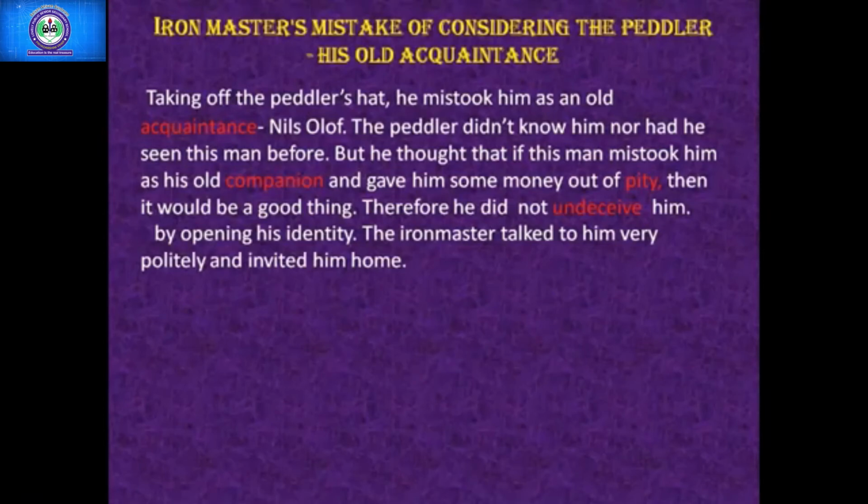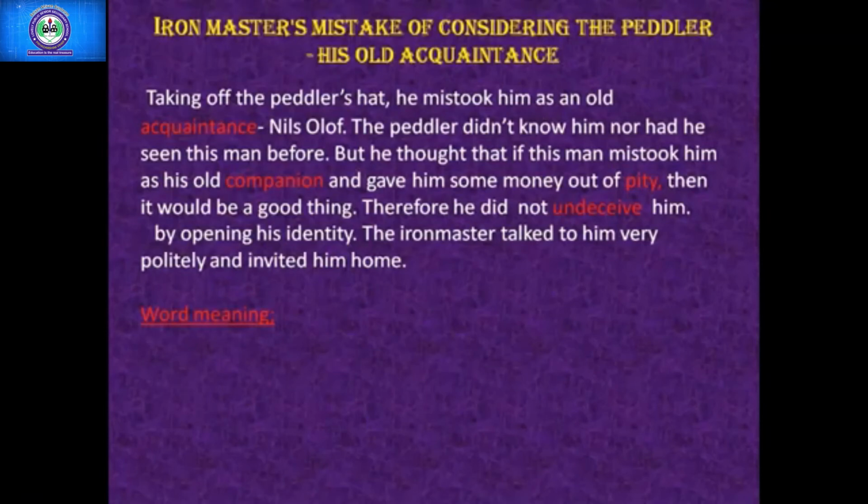The peddler did not know him, nor had he seen this man earlier. The ironmaster mistook him for his friend, but actually the peddler had never seen the ironmaster before. But he thought that if this man mistook him as his old companion and gave him some money out of pity, then it would be a good thing. Again, that was a trap. Again, the peddler was not telling the truth.